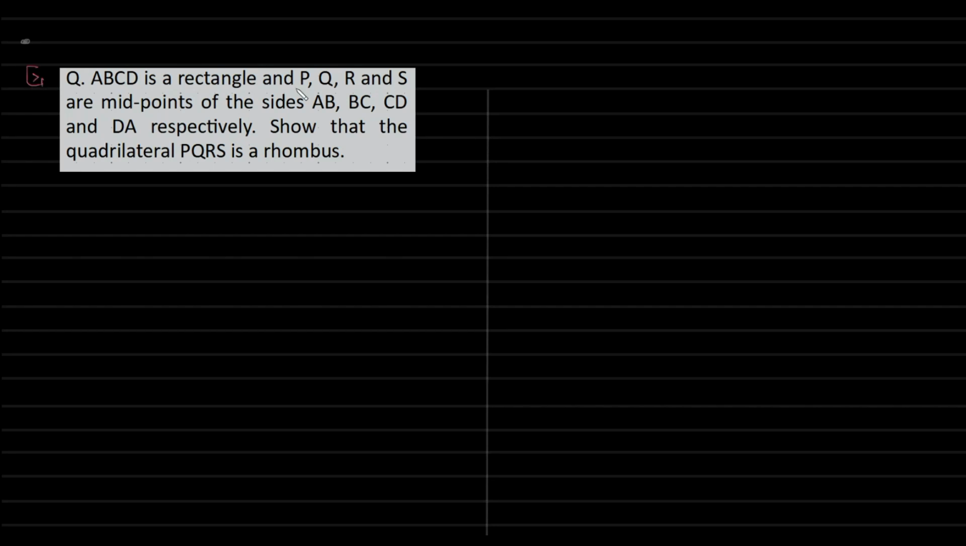ABCD is a rectangle and P, Q, R, S are the midpoints of sides AB, BC, CD and AD respectively. Show that the quadrilateral PQRS is a rhombus. So I want you guys to draw the diagram. Think about what is given and what is that we need to prove.